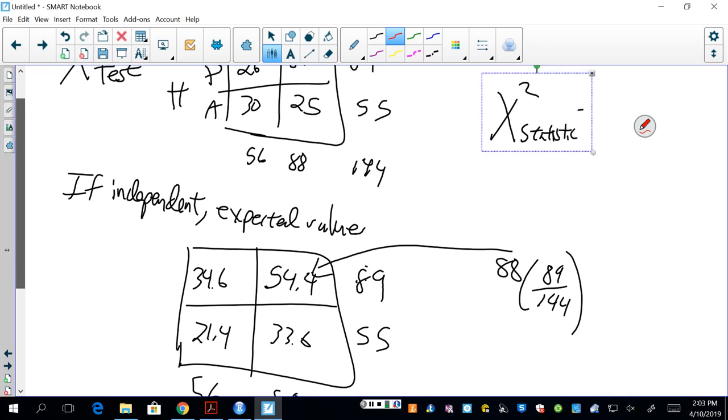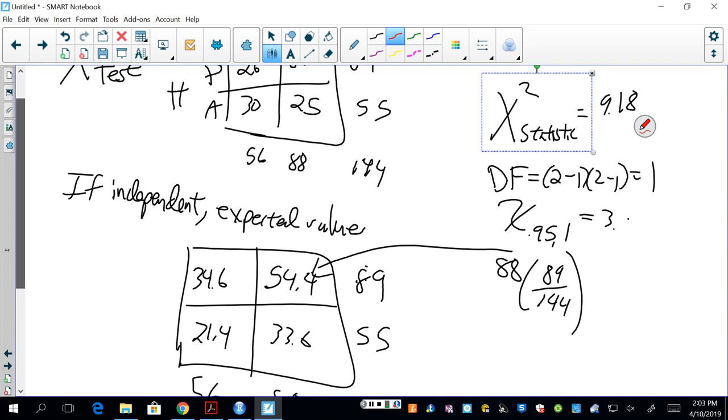Calculating from this output, we actually get 9.18. We have degrees of freedom 2 minus 1, which is just 1 in this case. And the upper 95% tail of this distribution is 3.84, if we look that up on the table of chi-square values.